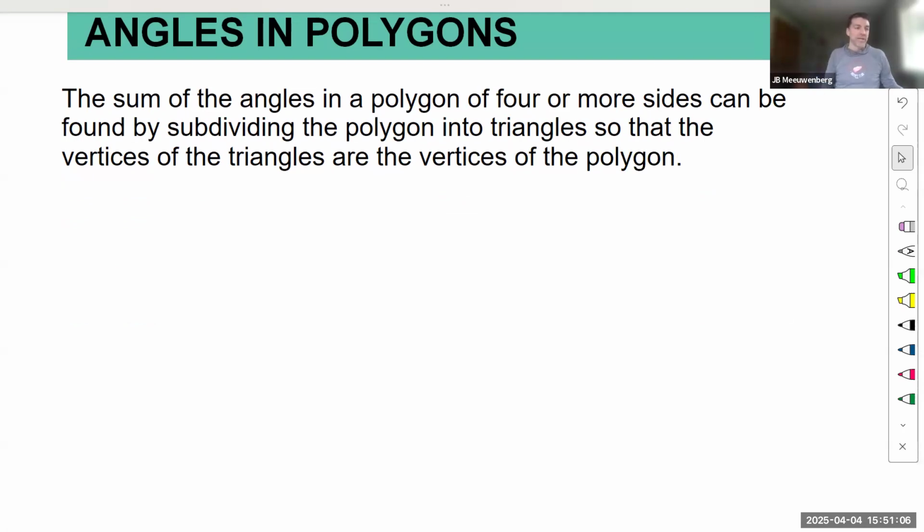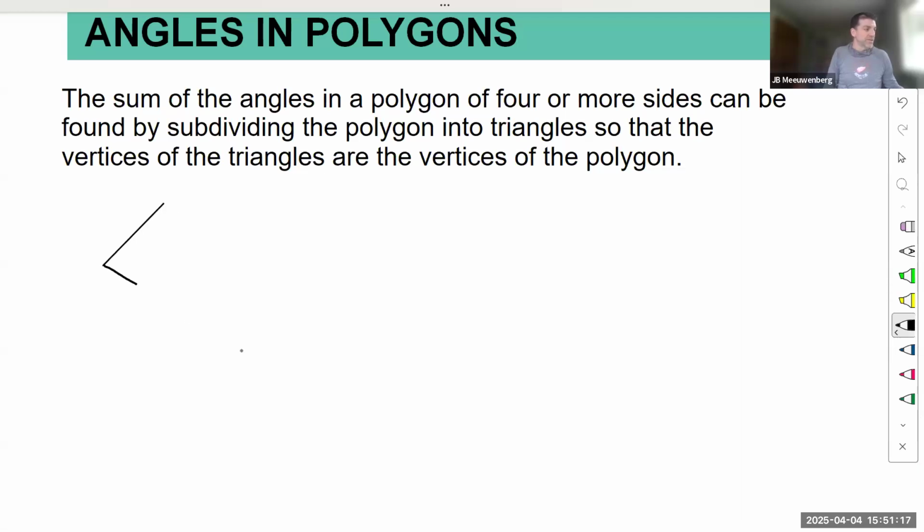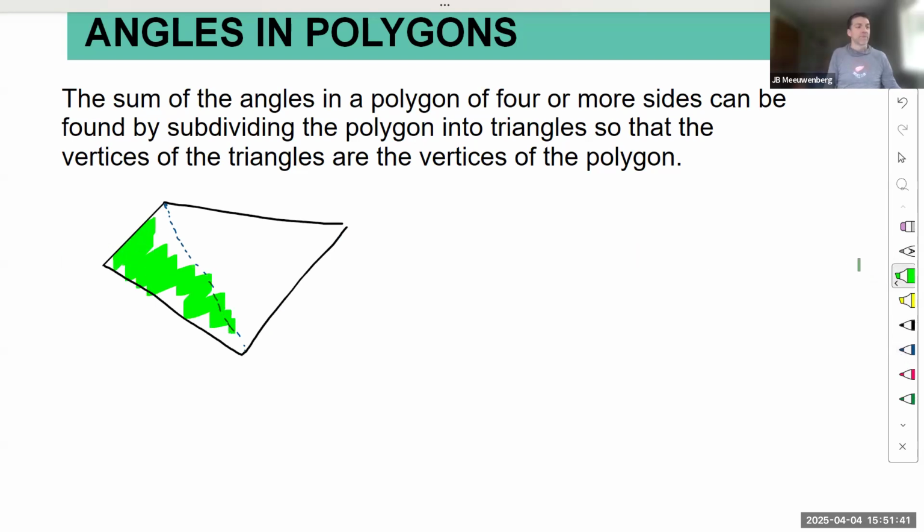So what does that look like? I'm just going to make a randomly drawn 4-sided figure. Let's get a nice, so there's a side, and there's a side, and there's a side, and there's a side. All right. So what this means is when we subdivide the polygon into triangles, we are going to pick one diagonal and just going to draw a little dotted line across that diagonal. And what we've done is we've subdivided this into this triangle here and this triangle here.